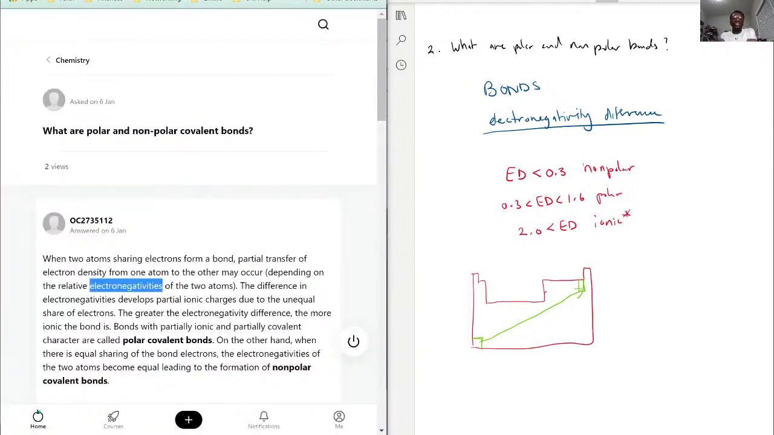Because the question is talking about polar versus non-polar covalent bonds, this would be the difference here. It would be the electronegativity difference, specifically with 0.3 serving as a cutoff. Less than 0.3 is non-polar. Greater than 0.3 is going to be polar, or maybe ionic later on.